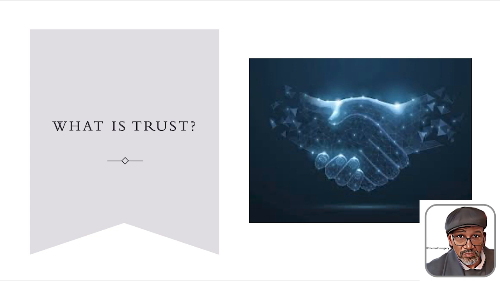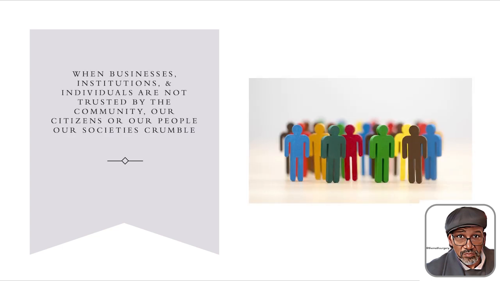That's verbally, all right? So when businesses, institutions, and individuals are not trusted by the community, our citizens or our people, our societies crumble. So we must understand what trust is and how to equate it so that we can come together as a people, not only for business, but also for education, friendships, relationships, and the like. Now, because we all have different views on what trust is or looks like, we can apply trust to an equation to give a visual of something that is not tangible.